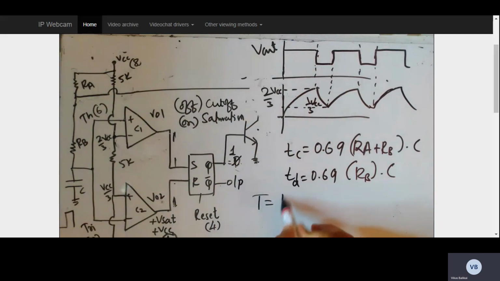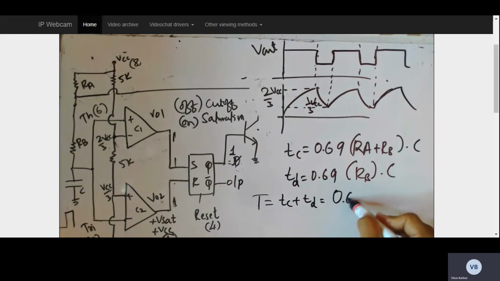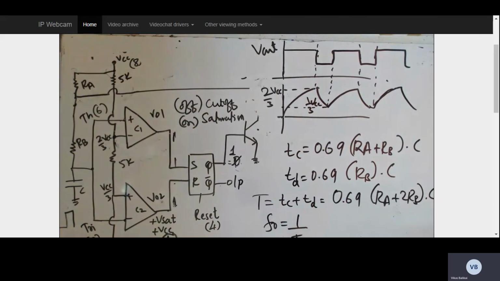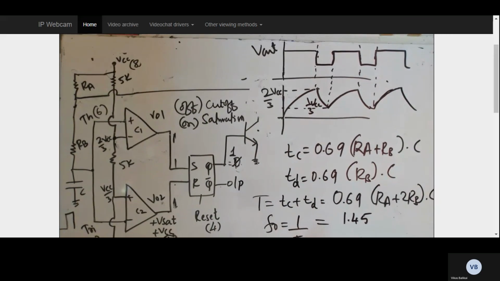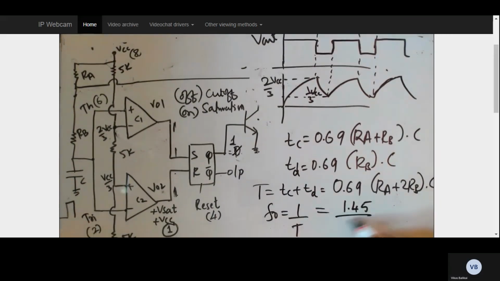And the total time is given by T charging plus T discharging. If I do the summation, it will be 0.69 times (RA plus 2RB) multiplied by C. So this is the total time period of this astable multivibrator. And if I consider the frequency of operation, it will be 1 upon T, and that will fetch me a value of 1.45 upon (RA plus 2RB) multiplied by C. So this is how the entire operation of the astable multivibrator is going to work.